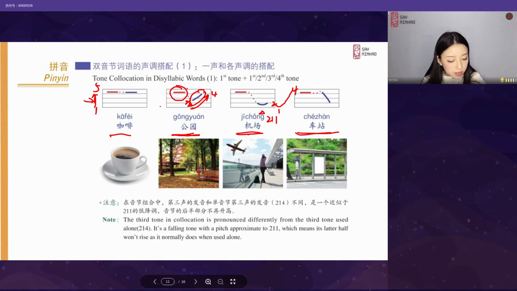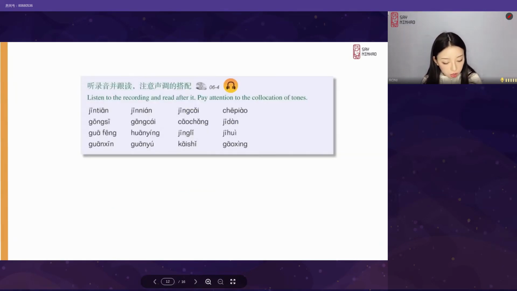Okay, last one is 车站, it means station. 车站. Okay, we can see there is nothing special, just the highest pitch for first tone and the rapidly dropped one for the fourth tone. So the only thing we need to pay attention to is the change of third tone. We will change it to half third tone, okay? Now let's move on to next part. Let's practice.